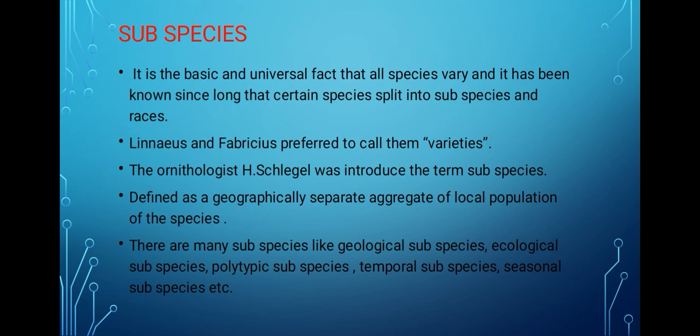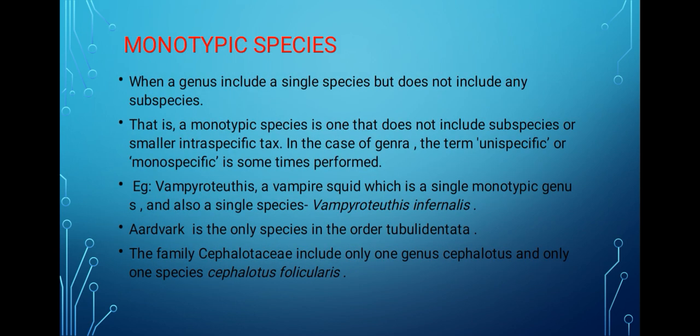Then subspecies. It is a basic and universal fact that all species vary, and it has been known since long that certain species split into subspecies and races. Linnaeus and Fabricius preferred to call them varieties. The ornithologist H. Schlegel introduced the term subspecies, defined as a geographically separate aggregate of local populations of a species. There are many kinds of subspecies, like geological subspecies, ecological subspecies, polytypic subspecies, temporal subspecies, seasonal subspecies, etc.